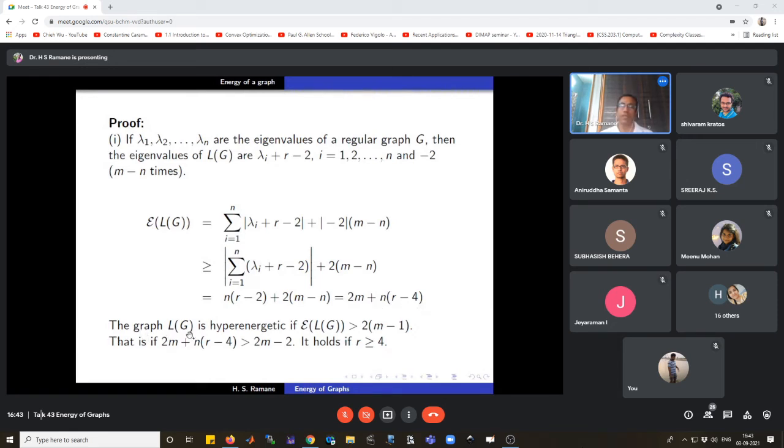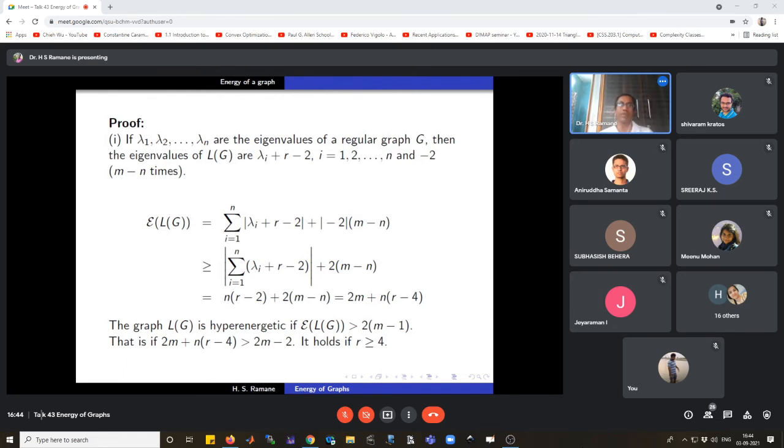And this is hypernergetic if this energy, that is 2m plus n into r minus 4, should be more than 2 into m minus 1. So the order of L of G is here m, and that is more than 2 into m minus 1. And that is true for all r greater than or equal to 4. So the line graph of a regular graph is hypernergetic if r is greater than or equal to 4.